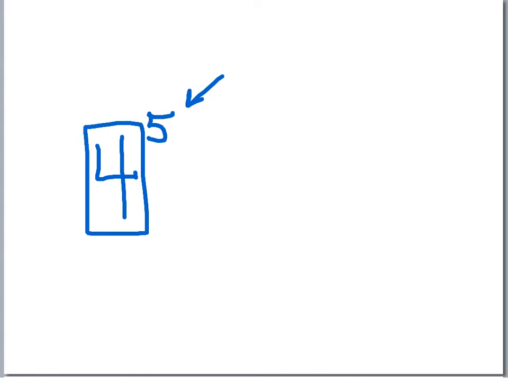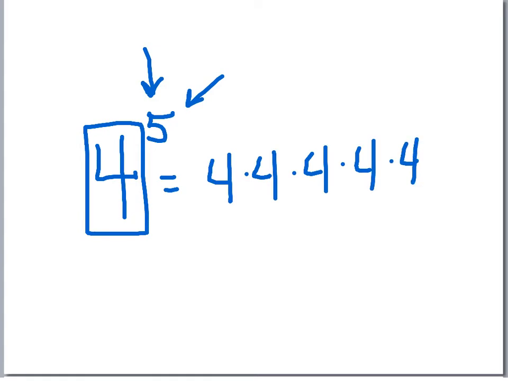So take a look at this. 4, and then we do a little floaty number up here. Have you ever seen that before? This little floaty number here is called an exponent. The 4 itself is called the base number. So this exponent right here tells how many times that base is used as a factor to multiply it by itself. So 4 to the 5th, that's the way you'd say that, is the same as the 4 times the 4 times the 4 times the 4 times the, you guessed it, the 4.